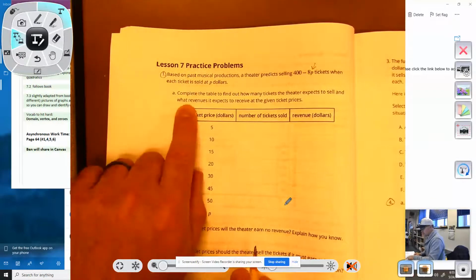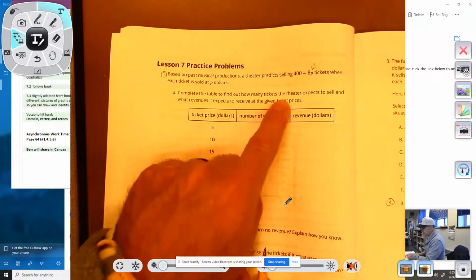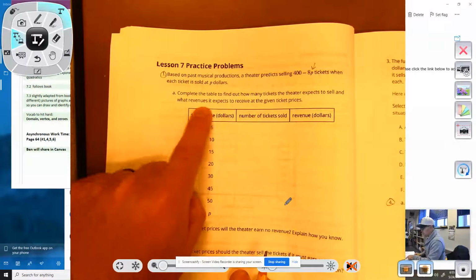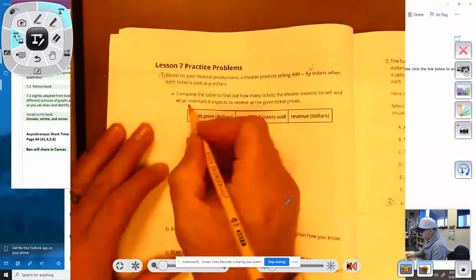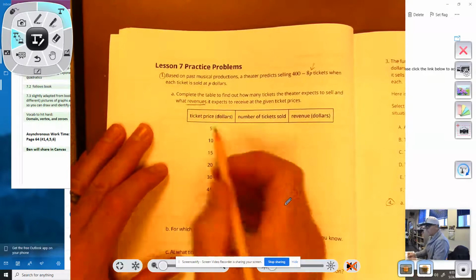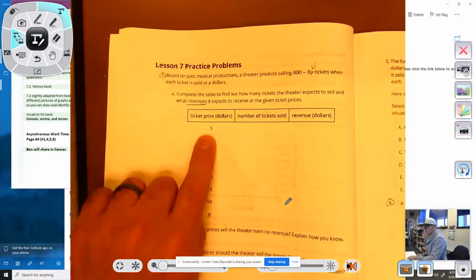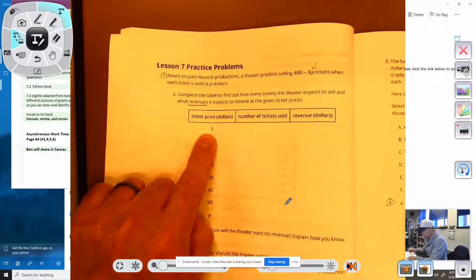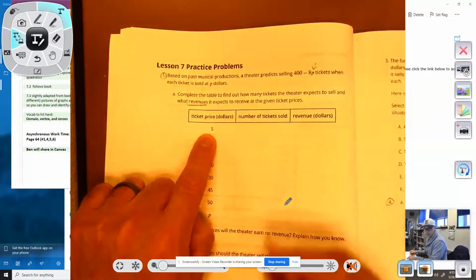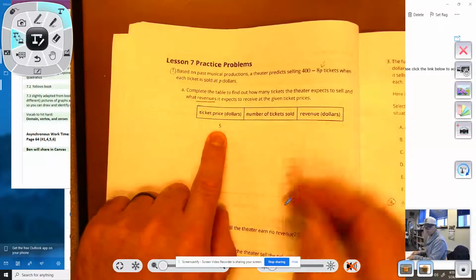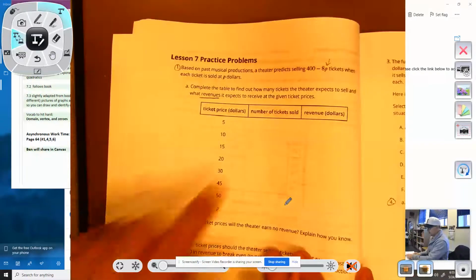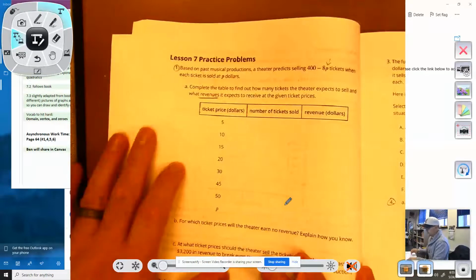Okay, so complete the table to find out how many tickets the theater expects to sell and what revenues it expects to receive at the given ticket prices. Now, revenues just means how much money we're going to make by selling these tickets. So for instance, if I sold one ticket at $5, I'd make $5. If I sold 10 tickets when they cost $5, I'd make $50. Okay, so we'll come back to that later. But let's go ahead and fill out this information first.